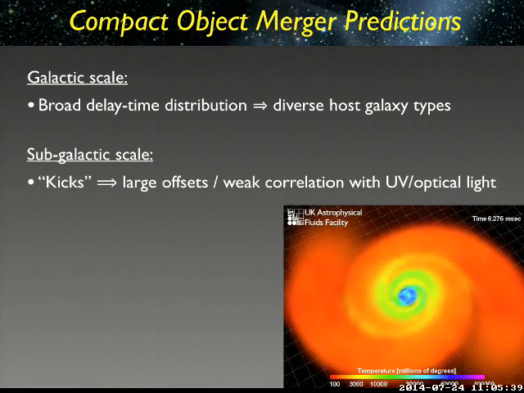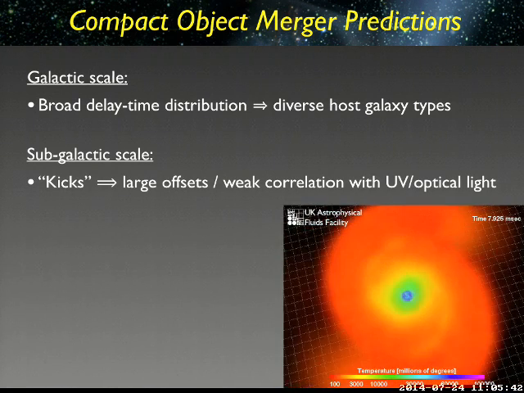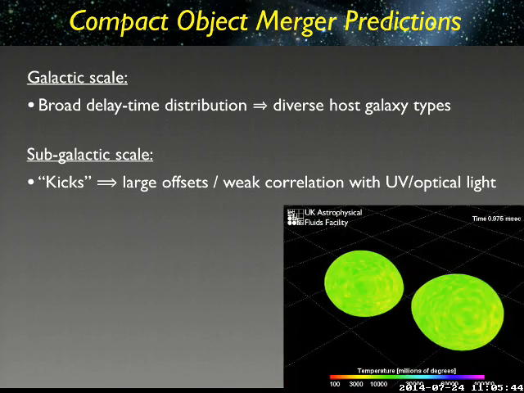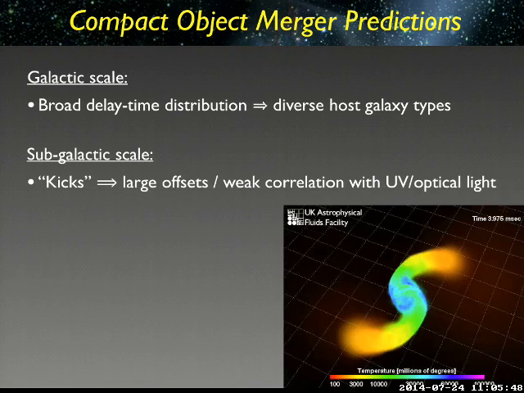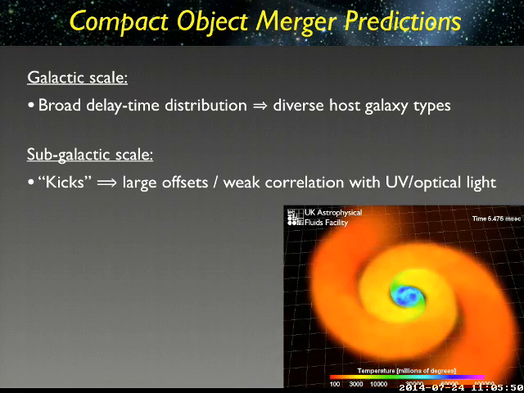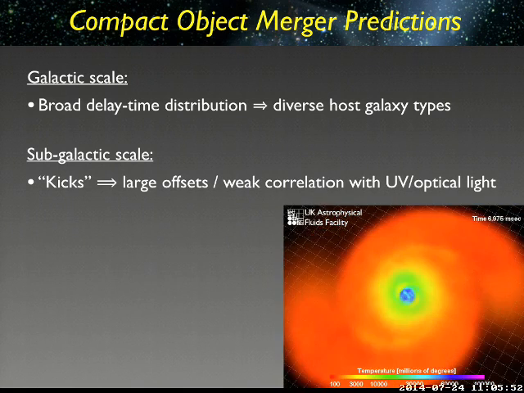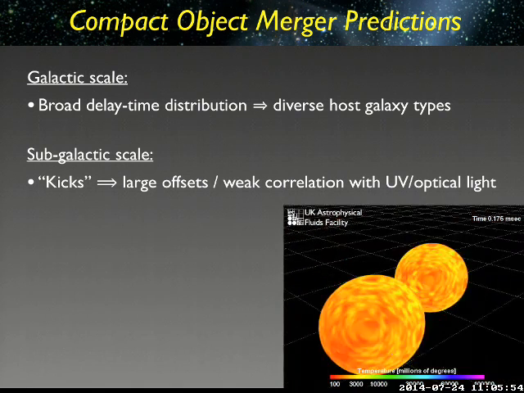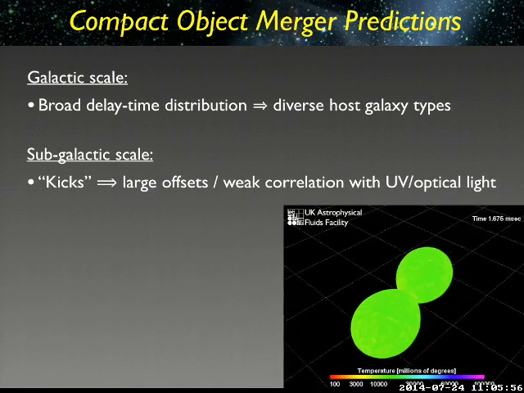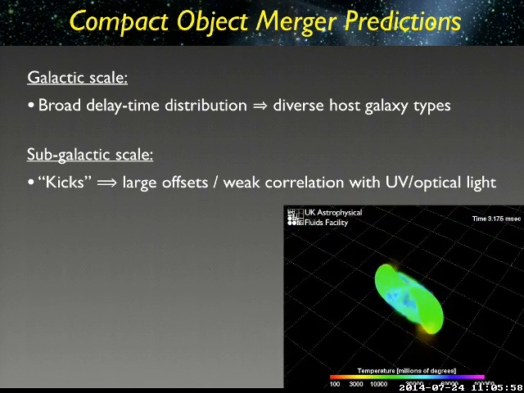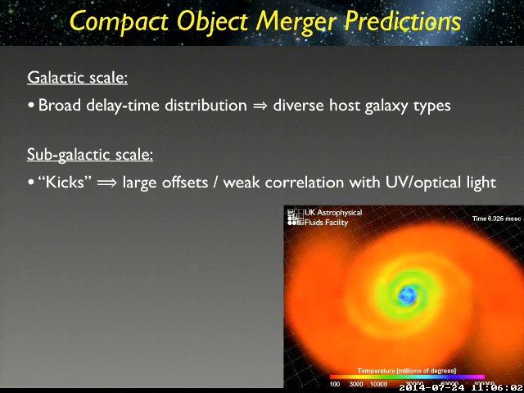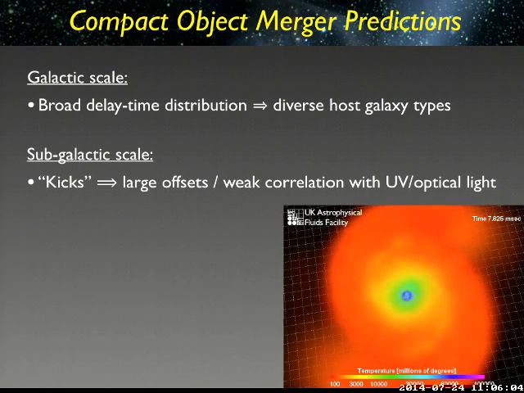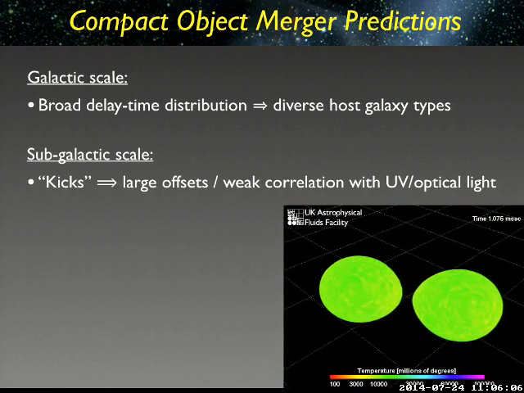On a subgalactic scale, we expect that kicks would lead to large offsets. Okay, and also weak correlation. If we ask how they are spatially correlated with both ultraviolet and optical light within their galaxy, there should be a weak correlation, because the systems would move from where they were born, which is where the star formation and optical light are, to some different location where they eventually merge and produce a short GRB.